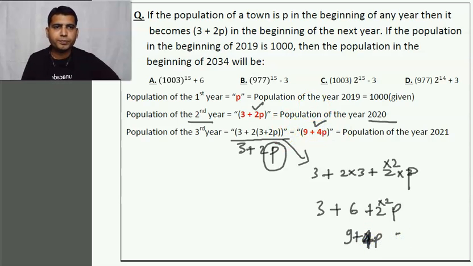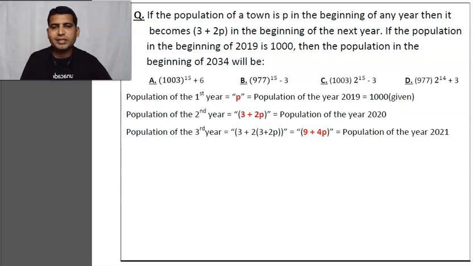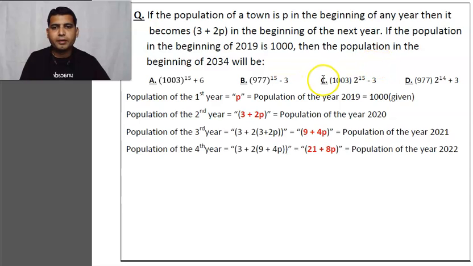And here we go. So we can see that if the population of the first year is p, then the population of the second year must be 3 plus 2p. Likewise, the population of the third year will be 9 plus 4p. Let's find two or three more, to get the pattern we are seeking easily.